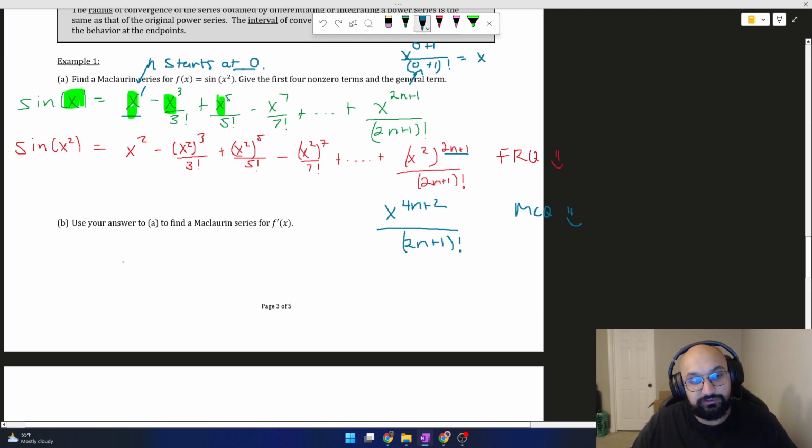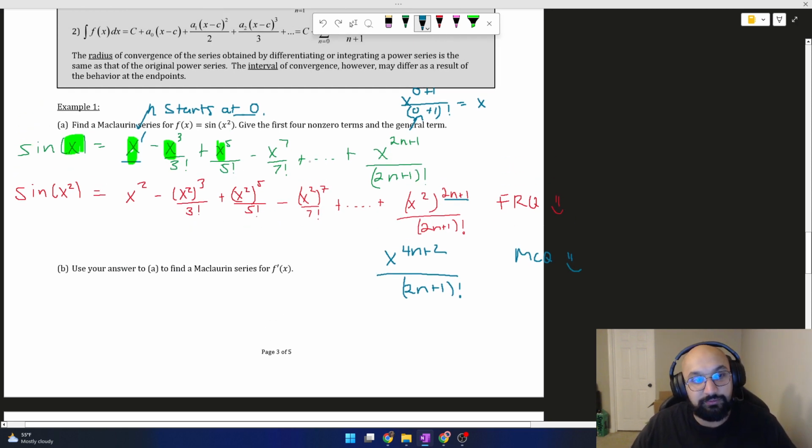It says use your answer to A to find the Maclaurin series for f prime of x. Now f prime of x we could find if we wanted to. In fact, we might do that just for fun to see the answer and how it compares. However, let's just do it the simpler way, which is we just need to take the derivative of all of these terms and this formula here, and to get our answer.